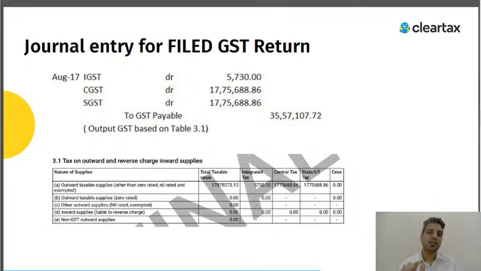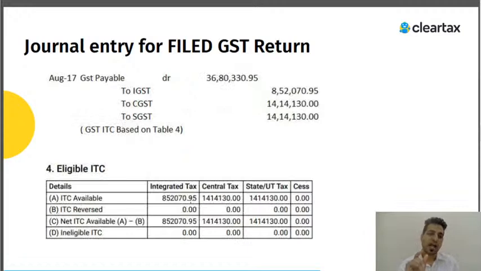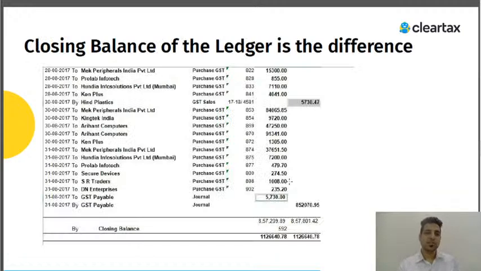You have to take this from the filed GSTR-3B only, from table 3.1 for liabilities and from table 4 for ITC. I'm not taking into account very complex transactions or complex types of GST returns, wherein you have some ITC reversed and all those things. You can just take the net ITC available as the amount for this entry. So what is the effect of this entry?